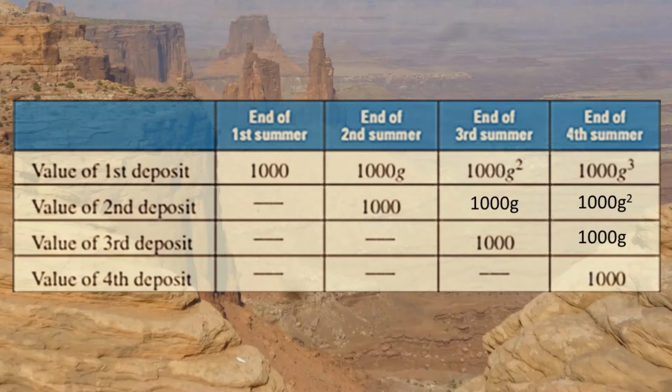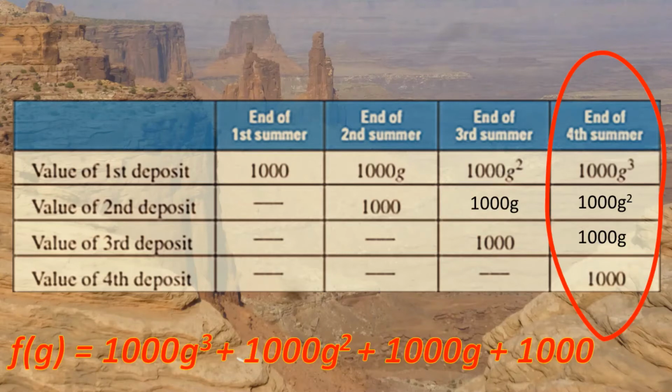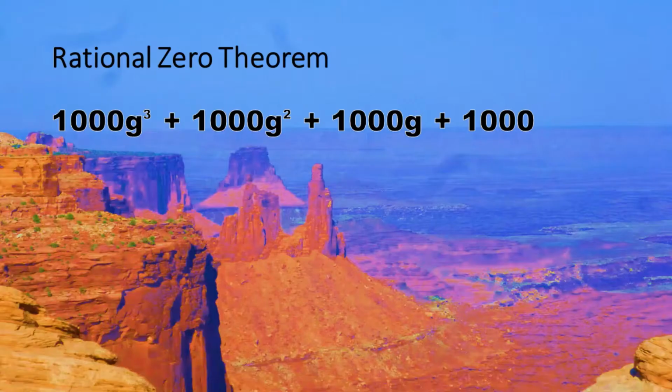Section B just wants us to write it as a function, or like a polynomial, at the end of the 4th summer. So we're just going to circle this whole column right here, and we're going to add all these terms together to create this function right here, function of g. And that's problem B.